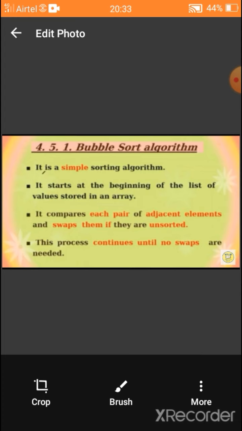The fourth point is that this process continues until no swaps are needed. So it checks the two elements. If they are sorted, it just leaves them. If they are unsorted, it swaps the numbers. It continues the process until no swaps are needed. That means if all the numbers are sorted, it just skips through that array. This is known as the bubble sort algorithm. Let's see it with an example.